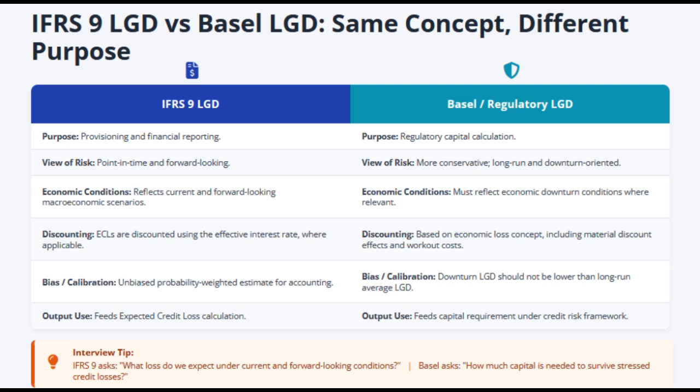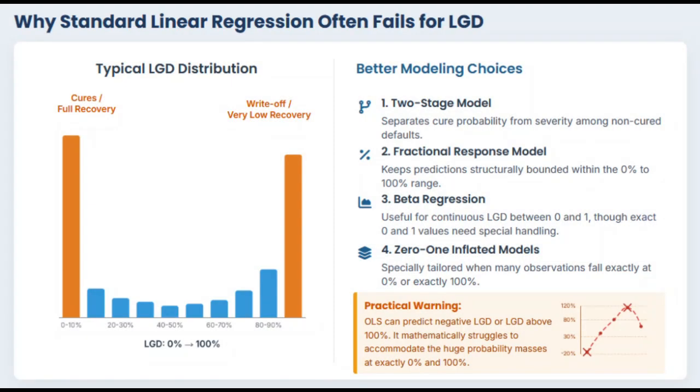Now, what's the difference between IFRS 9 LGD and the Basel LGD? Very premium question. So you can say that IFRS 9 LGD is point in time, forward looking and unbiased for provisioning purposes, using the EIR discounting and the scenario weighting. Whereas Basel LGD is through the cycle or downturn biased for capital purposes, using the cost of capital discounting. Basel requires downturn LGD reflecting the stress conditions, while IFRS 9 requires the current and the forward looking conditions. Go through this one and you will get a better sense of the guidelines.